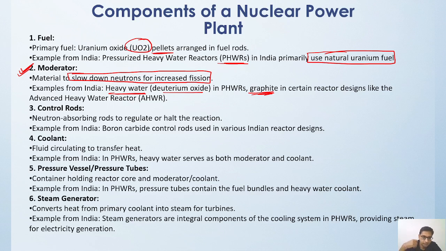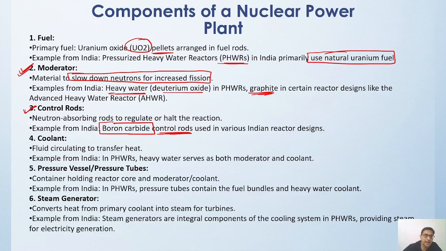Then controlling rods are also there, because we have millions of neutrons being released. These rods absorb the excess neutrons so that we can regulate and control the reaction. In India we utilize boron carbide as a controlling rod in various reactor designs.